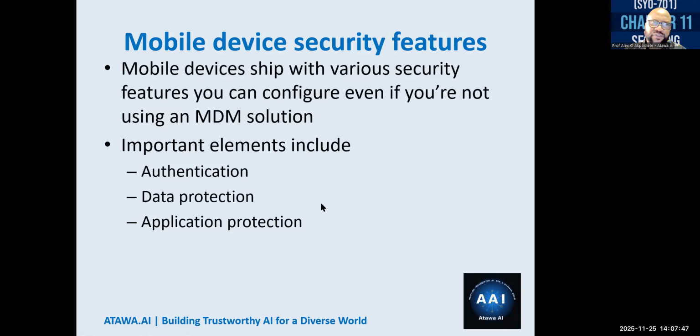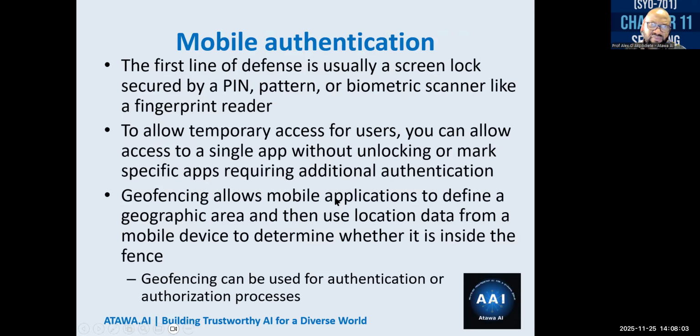Mobile device security features: many of them are shipped normally with some features you can configure even if you're not using an MDM solution. Some of them include how to authenticate, data protection, and then of course application protection. Besides this, we'll talk about mobile authentication. This is considered the first line of defense. Maybe screen lock, use a PIN or biometrics like facial or fingerprint.